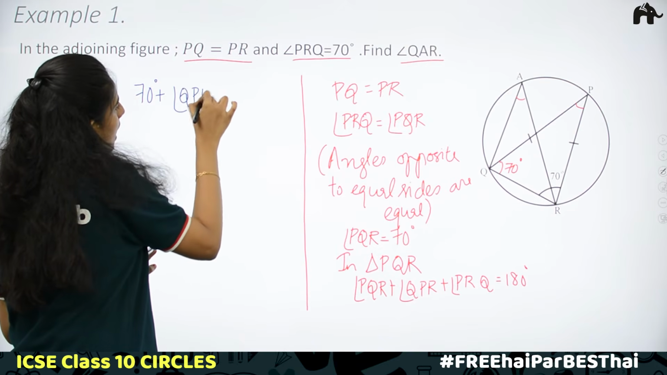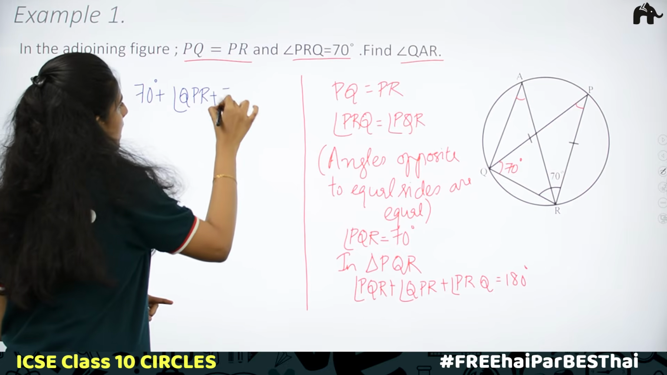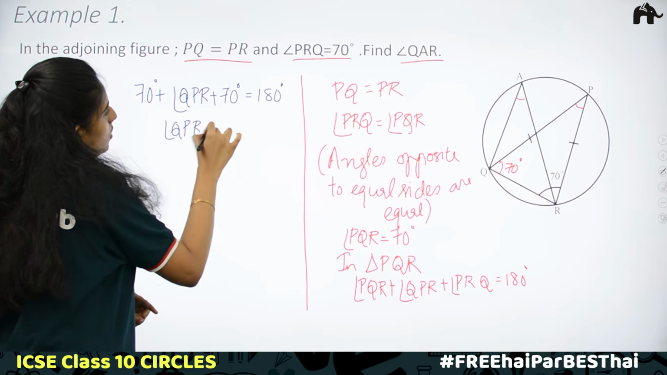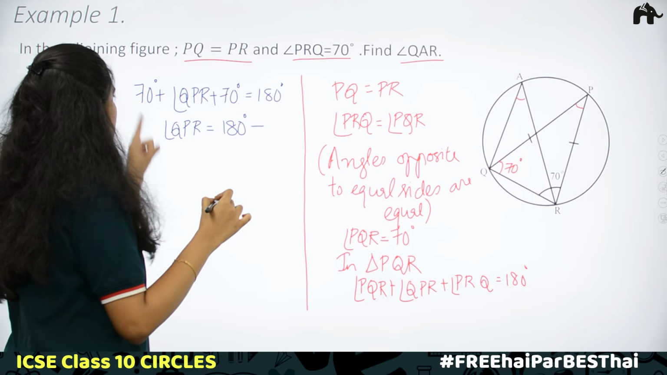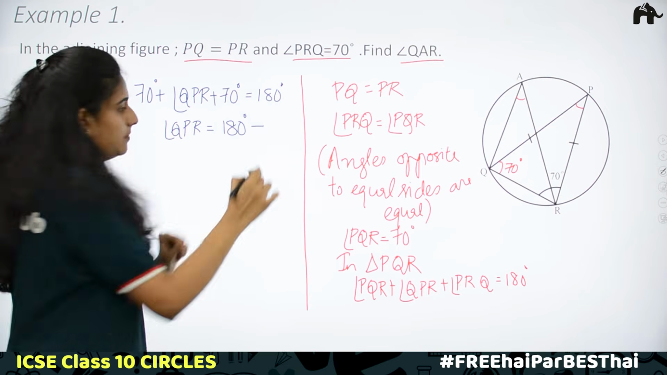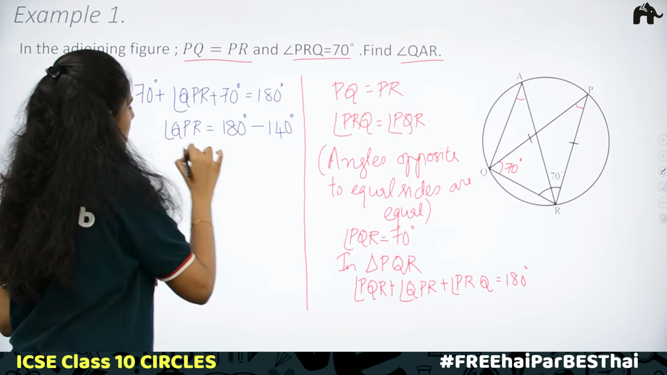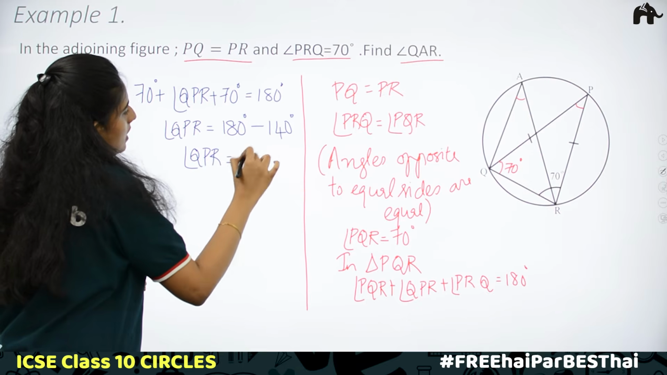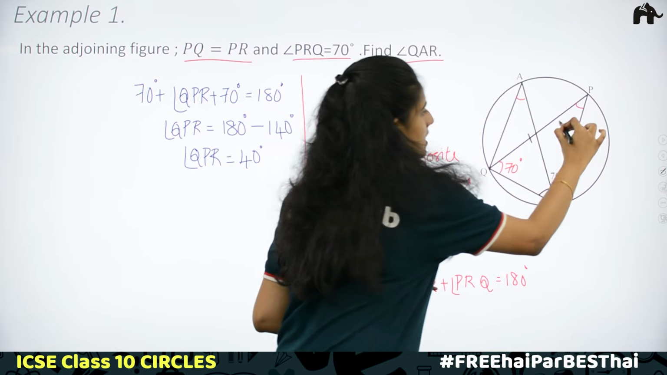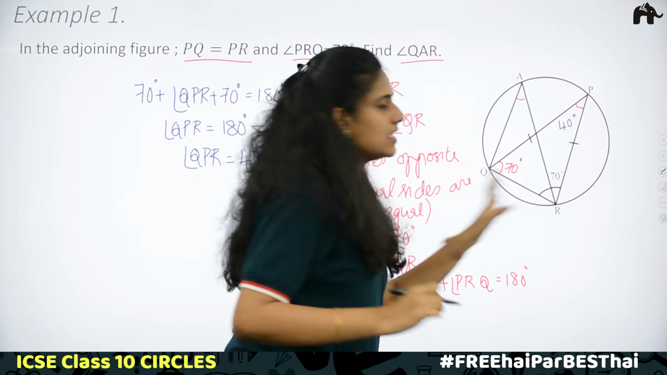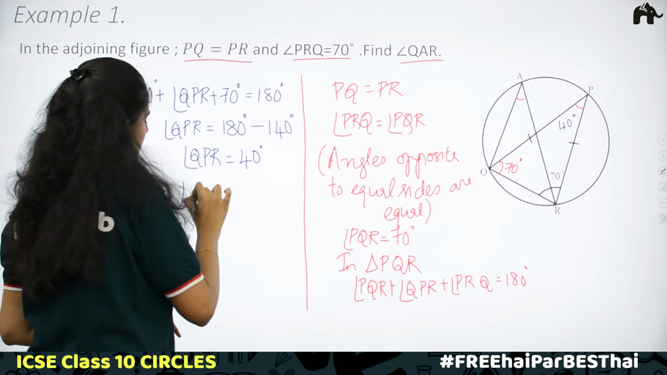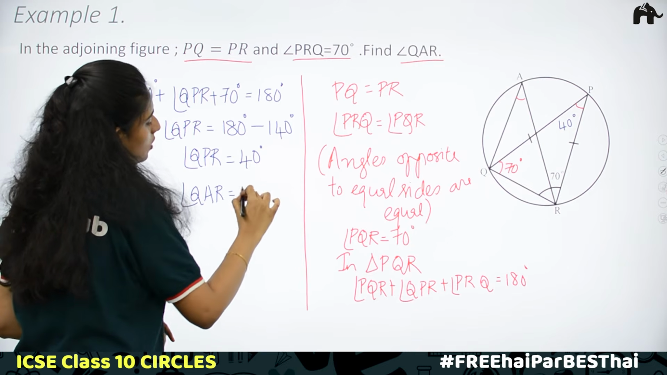Angle QPR plus PRQ, PRQ is again 70 degree, is equal to 180 degree. Therefore, QPR is equal to 180 degree minus this 70 plus 70. 70 plus 70 is 140. We have to subtract this 140 from here, taking to the left side. QPR is equal to 40 degrees. 180 minus 140 is 40 degree. We get this angle 40 degree. If QPR is equal to 40 degree, then QAR also will be equal to 40 degree.